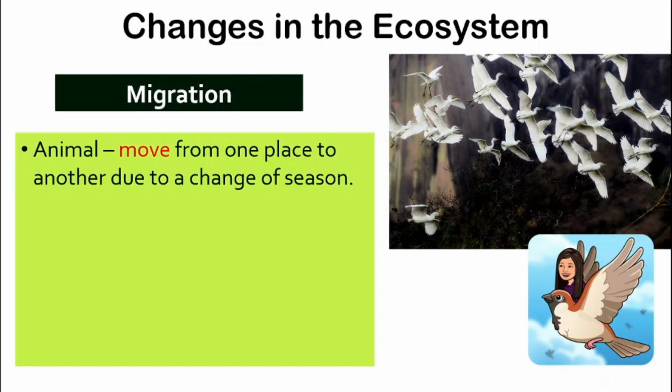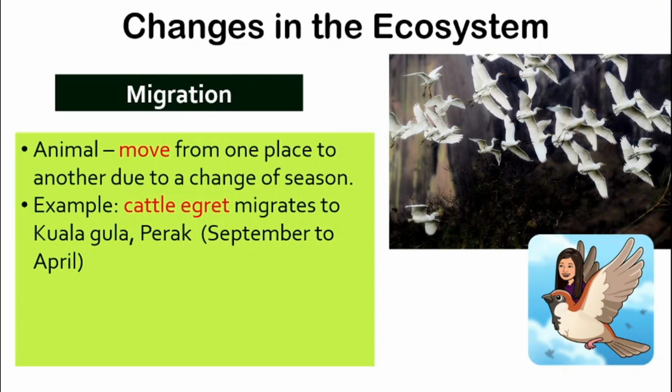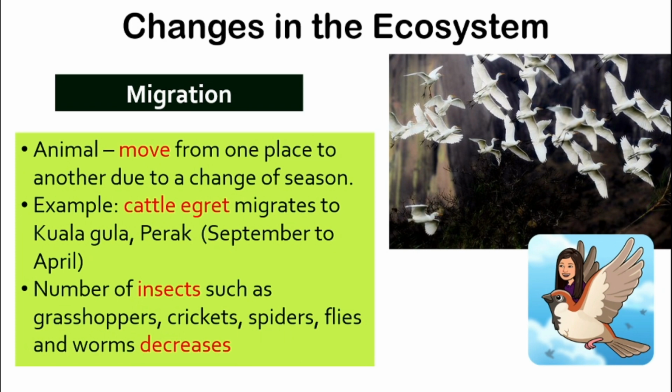A very good example in Malaysia will be the cattle egret. They normally migrate to Kuala Gula, Perak around the time of September to April every year. And what does this migration bring? It brings some changes in the ecosystem. Why? Because the cattle egret actually eats insects, and when they come to Kuala Gula, Perak, the population of the insects has decreased, and that will change the ecosystem in that place.